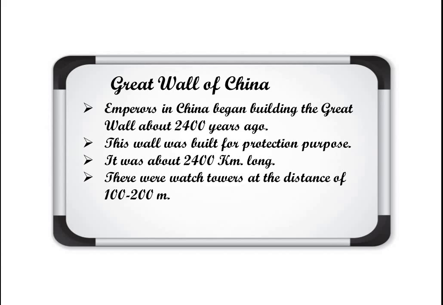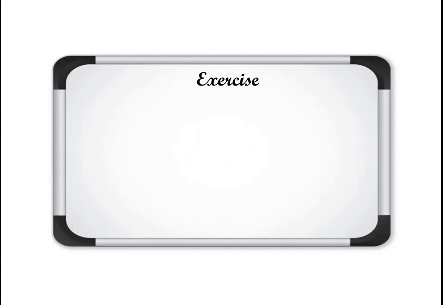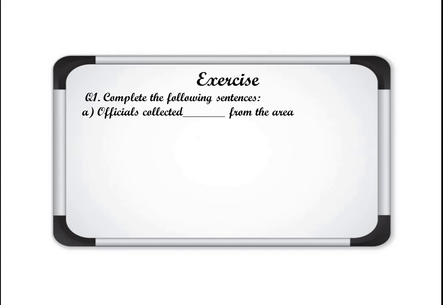Now we'll discuss some of the exercise questions of this chapter. Question number 1. Complete the following sentences; you will do this in your book itself. The fill-ups are given, and you will complete them in the book. Number A. Officials collected dash from the area under the direct control of the ruler. What were the officials collecting? You will write it there. I will tell you the answers also.